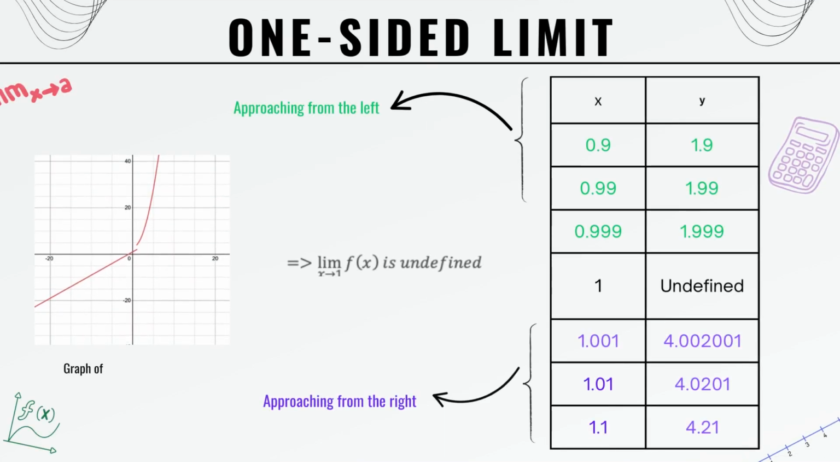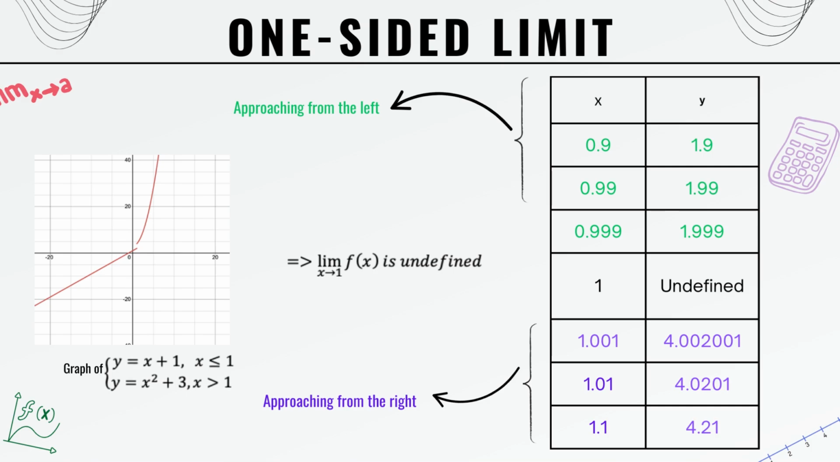Let's look at this example of the graph of this piecewise function y equals x plus 1 when x is smaller or equal to 1, and y equals x squared plus 3 when x is greater than 1. The right-hand limit will be in purple and the left-hand limit will be in green. As you can see from the graph and its value table, the right-hand limit of the function is 4, which has completely different values from the left-hand limit, which is 2. Then, we can conclude that the limit of this function when x approaches 1 does not exist.